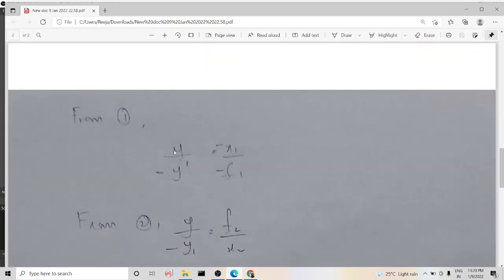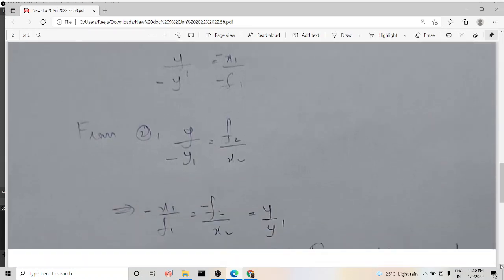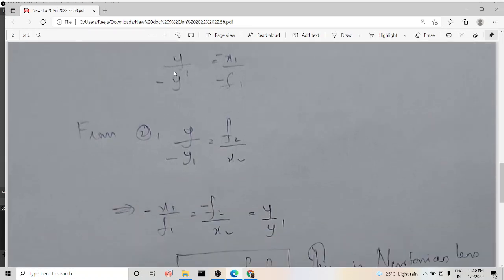From 1 I get y by minus y dash is equal to minus x1 by f1, and from the second one I get y by minus y dash is equal to f2 by x2, positive. So now the LHS of both these equations are equal. So I can equate it as minus x1 by f1 is equal to minus f2 by x2 is equal to y by y dash. This minus sign here I have taken it here.